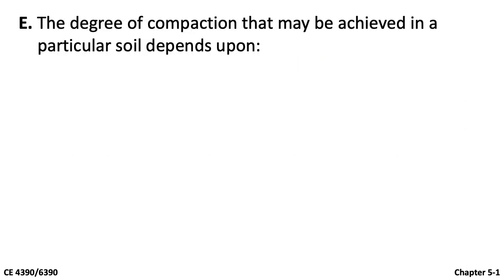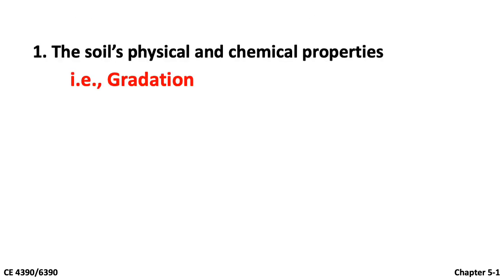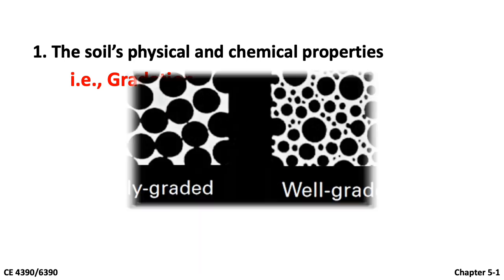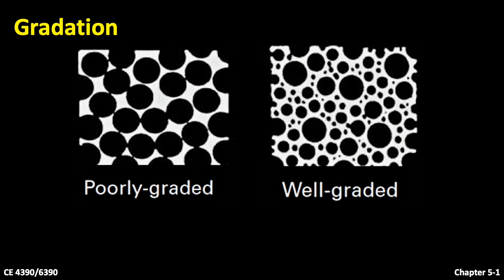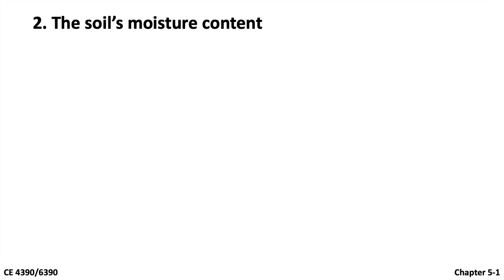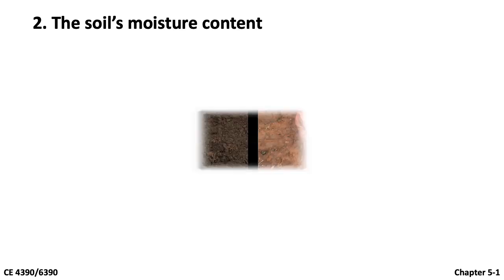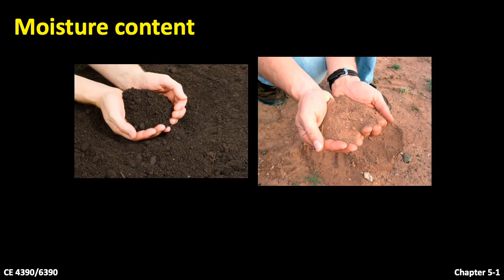The degree of compaction that may be achieved in a particular soil depends upon the following factors: the soil's physical and chemical properties, such as gradation. Gradation refers to the size of the particles. The figure on the left shows poorly graded soil, while the one on the right shows well-graded soil. The soil's moisture content also has a great impact on the compaction. Moisture content indicates how much water is contained in soil.